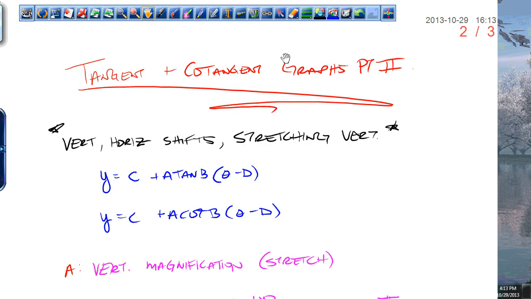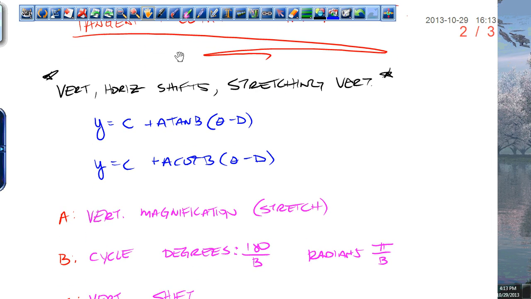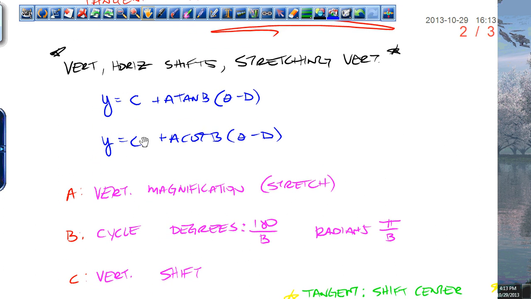All right, boys and girls, let's talk about tangent and cotangent. All the rules still apply, just like with sine and cosine, with vertical, horizontal, and stretches and all that stuff. Same equations, we just say tangent, cotangent instead of sine and cosine. Same thing's going to be for secant and cosecant as well.